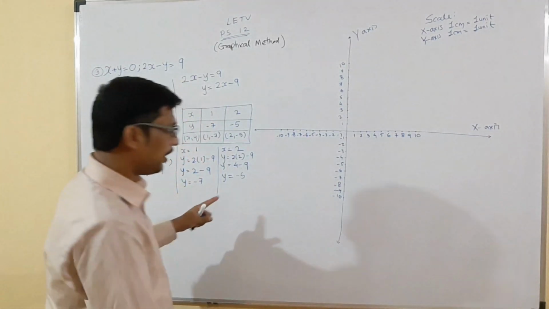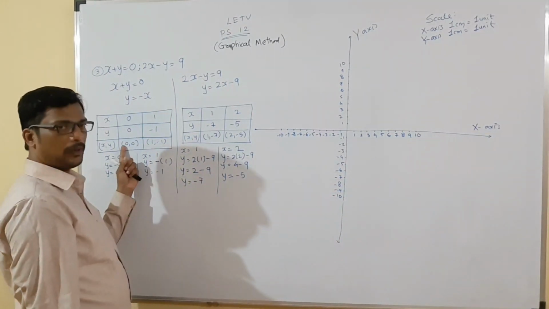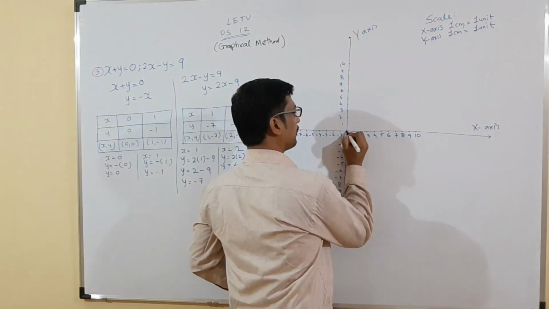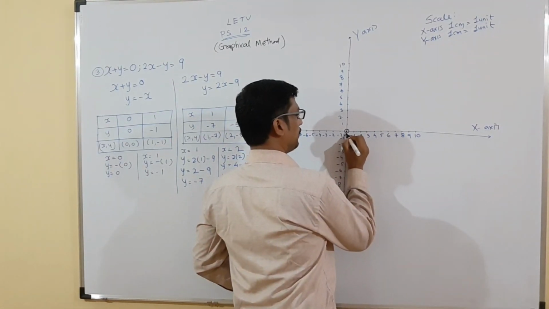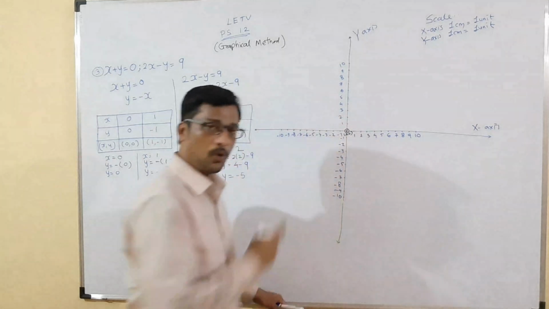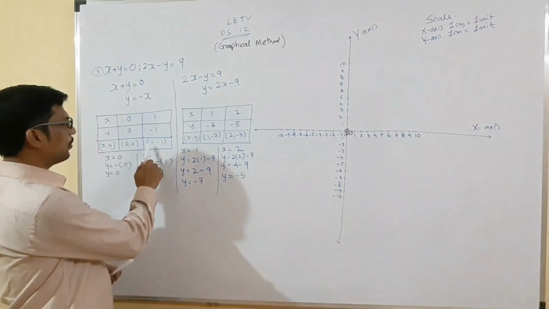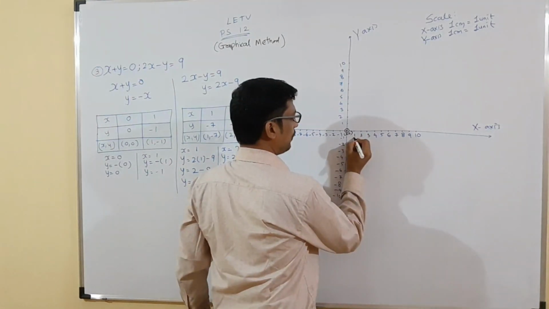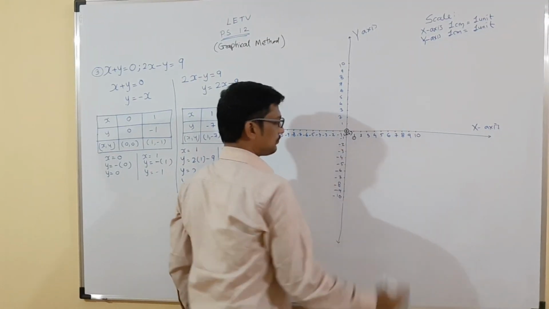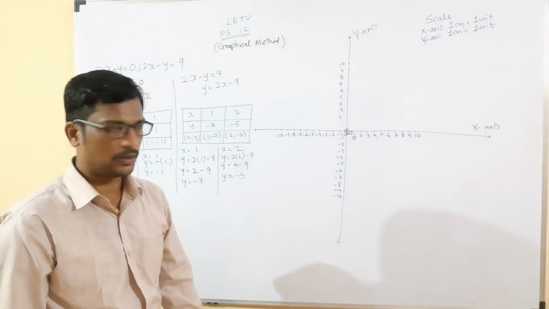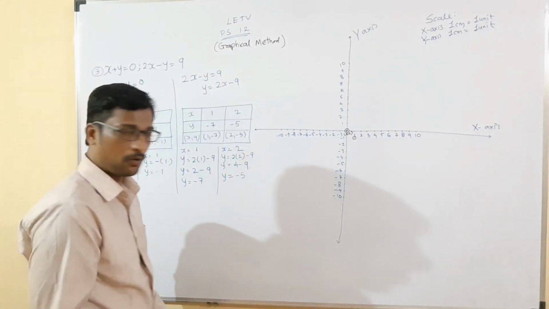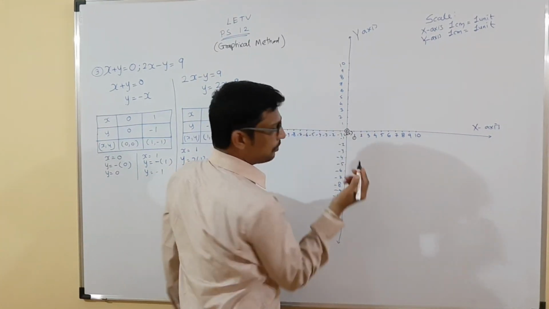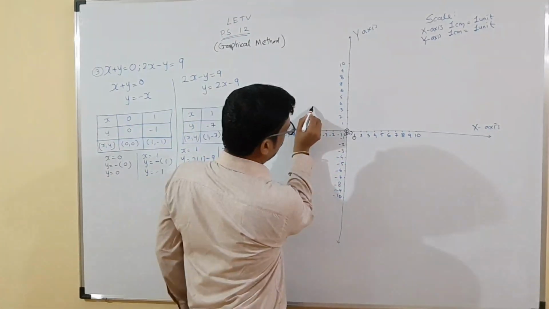Fine. Now I have to plot these 2 points. 0, 0. Where will be my 0, 0? Here is a point where its coordinate is 0, 0. Then next I need 1, minus 1. So where will be 1, minus 1? The point will be over here. 1, minus 1. Now I got 2 points. So I can draw the line passing through this. So like this. Now I am directly drawing without using a scale.